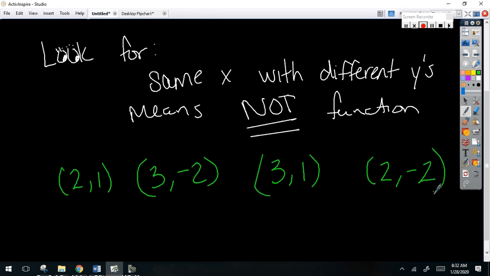Function, yes or no? No. Why? Because the input value 2 could be 1 or negative 2, and the input 3 could have an output of negative 2 or 1. Okay? The same x's have different y's. That cannot happen. Okay? How about this one?